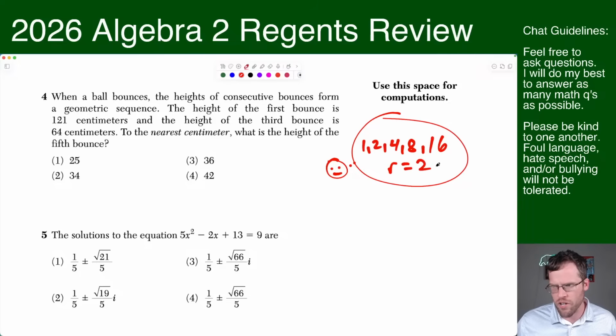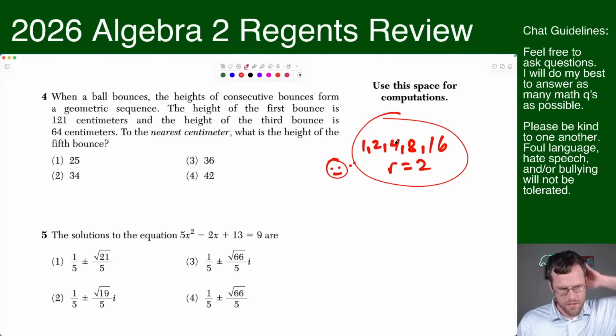If I had a common ratio of 2, I just go 1 times 2, 2 times 2, then 4 times 2, 8 times 2, and I just keep going. Variability means how much something changes. Okay, so that's the idea.